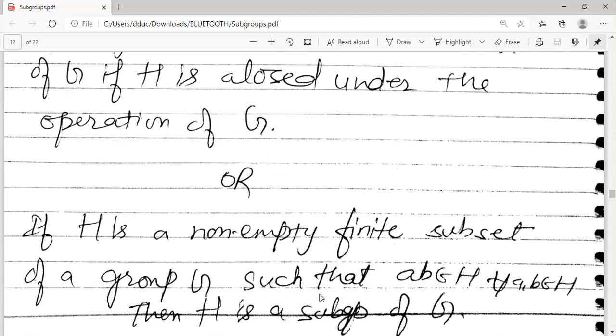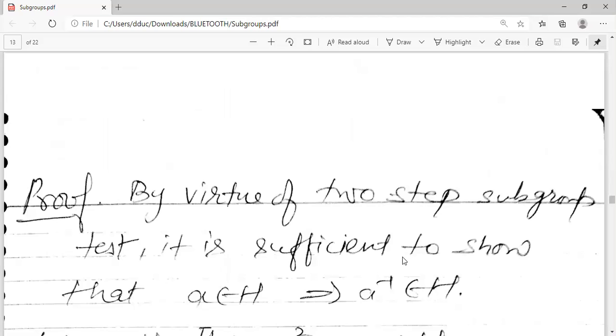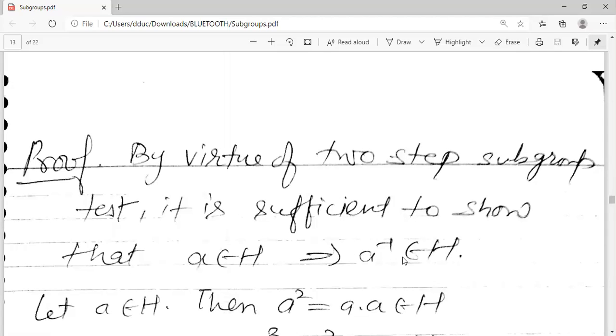So the statement is given in another form here. If H is a non-empty finite subset of a group G such that a into b belongs to it, that means nothing but the closure property only, a into b belongs to it for every a, b belonging to it, then it is a subgroup of G. So this is the statement of the test. Now we are going to prove it using the two-step subgroup test, because we have already seen the two-step subgroup test, so we can use it here.